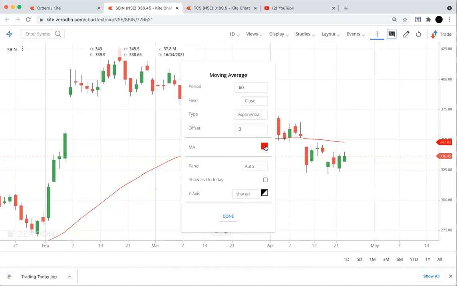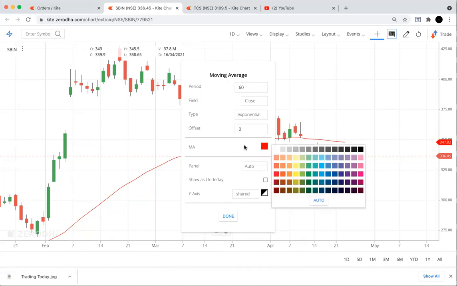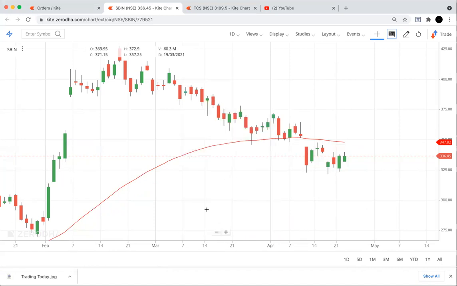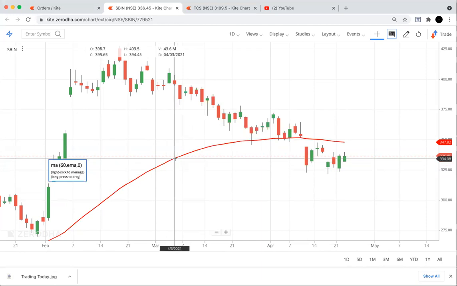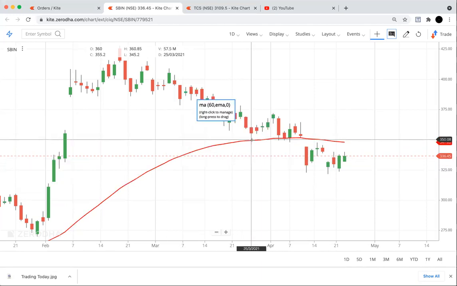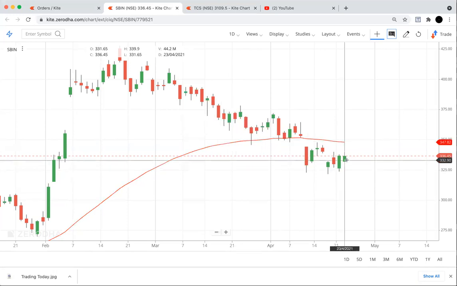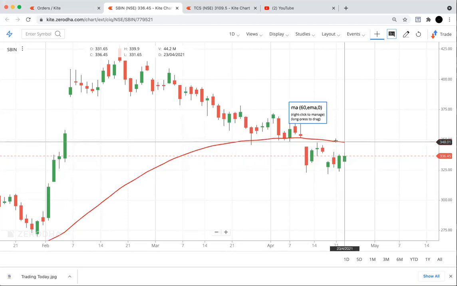And then here you can change the color that you want. I'm going to leave it at red. All right, so I press done. Here it is. So here is the 60-day moving average. For each of the days, you will see the average price of the last 60 days from that day to the previous 60 days, and even the last Friday, you take the previous 60 days. Here is the price range.